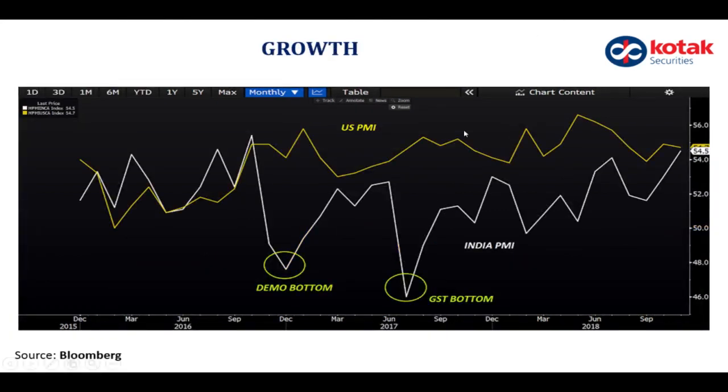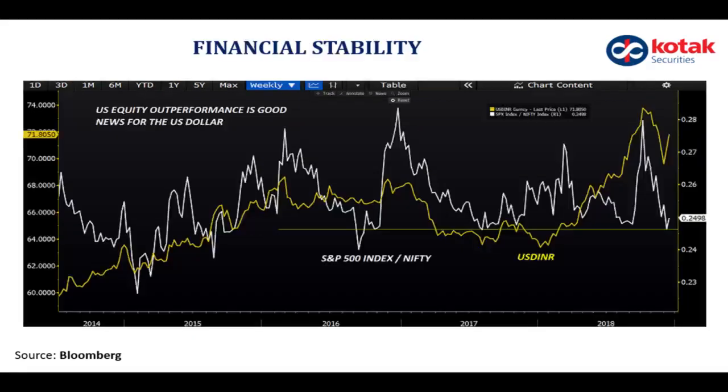Next is growth. What we see is growth in India has recovered quite significantly since the double blow of demonetization and GST. So again, growth is improving, and in America the growth momentum is slowing down. So finally, this will have an impact on the interest rates and on the currency, and we are seeing that the dollar rupee has peaked out, and it is trying to come down.